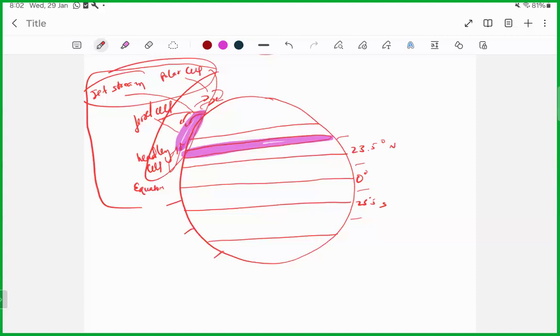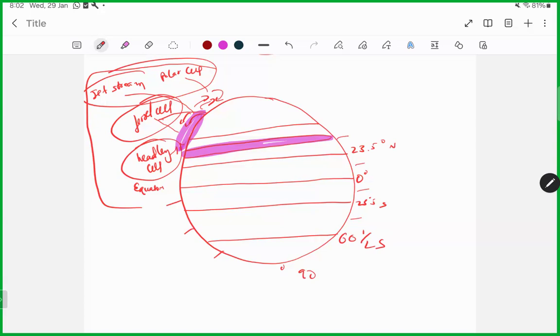And you might want to write the Hadley cells and the Ferrel cells. These things you try to find out and make a good diagram. My diagram is not good; if I make a diagram like this, they wouldn't understand. But you make a good diagram. Always try to write 66 1/2 degrees south, and then this is 90 degrees. Always try to write these things, and this is the equator, Tropic of Cancer, Tropic of Capricorn.